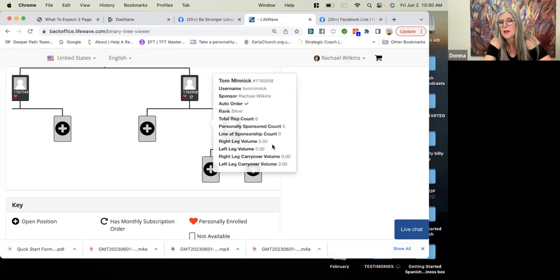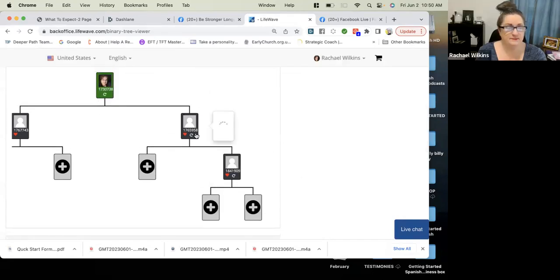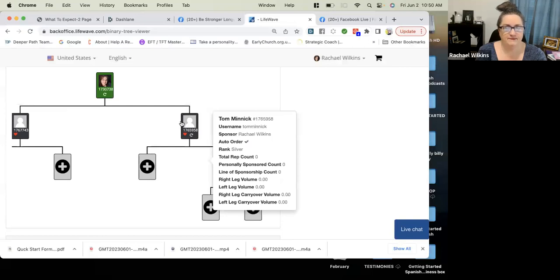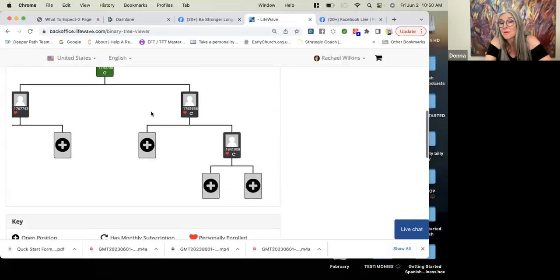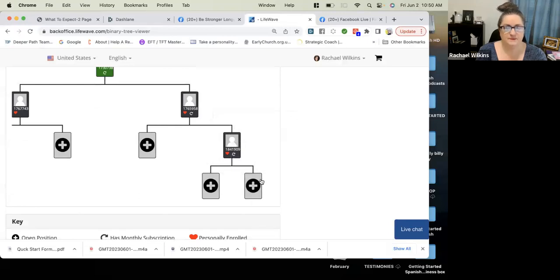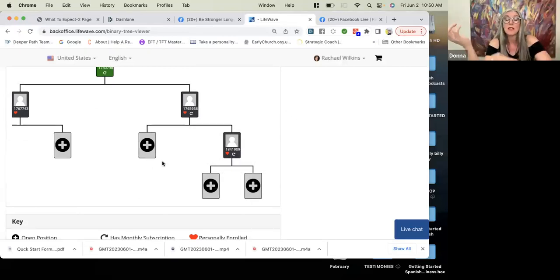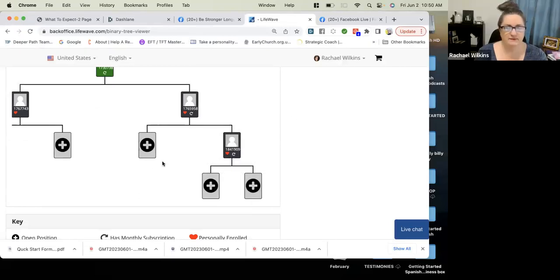He goes all the way down. Okay. You have to be inside his tree to even click left or click right. Right. But if we went into his account, guess what it would show? It would look like this. There'd be nobody on the left and nobody on the right for him. Why? Because he hasn't enrolled anybody anyway. Exactly. Got it. Yes, you with me?